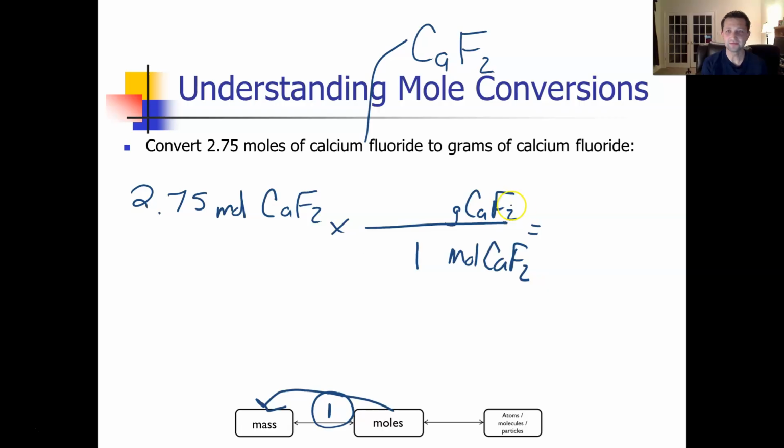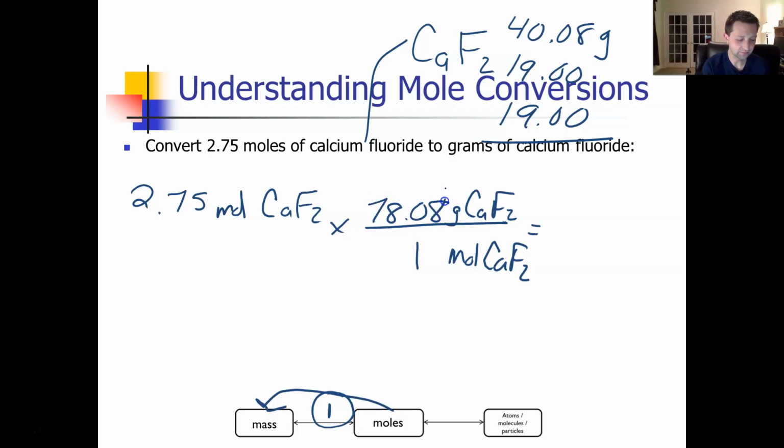But how do I get the mass of calcium fluoride? It's simple. You have to look at your formula, CaF2, and add up 1 calcium. Calcium is 40.08. And then you have 2 fluorines. So you want to make sure you take fluorine, multiply it by 2, and add it up. Fluorine is 19.00. So 40.08 plus 19 plus 19 gives you a molar mass of 78.08. So you're just using the formula, adding up all the atoms.